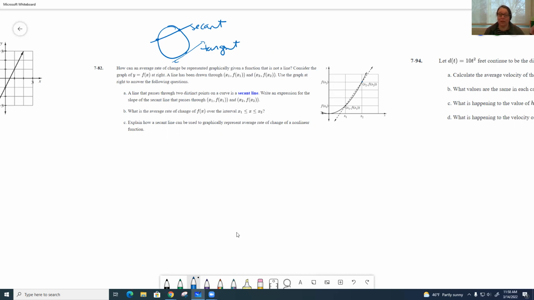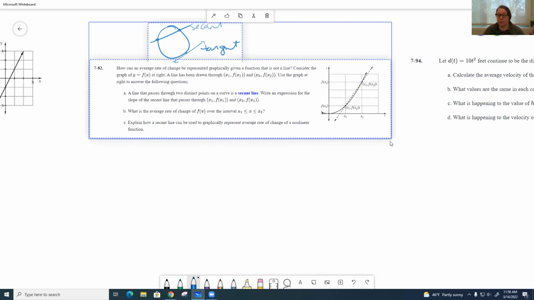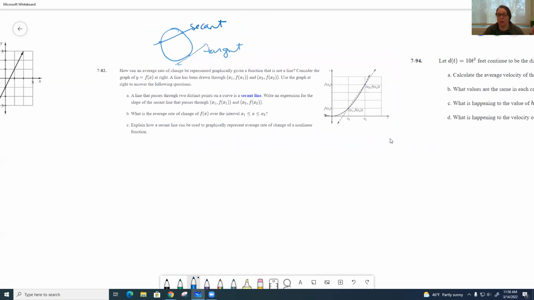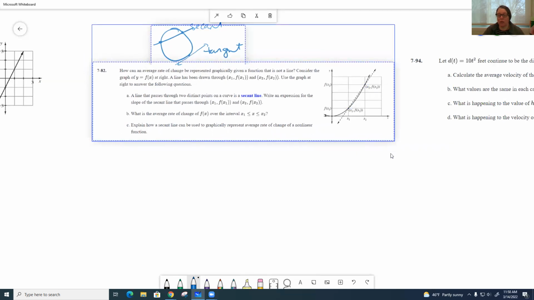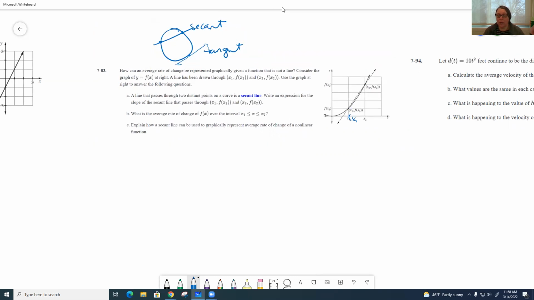So if we look at this graph here, a line is drawn through 2 points, x1, f of x sub 1, and x sub 2, f of x sub 2. So sometimes people see that notation and they get kind of bogged down by the notation, like what does that mean? But remember, f of x is just code for y. This is like y sub 1, x1, y1, and this is like x sub 2, y sub 2. They're just using f of x with a subscript of 1 and a subscript of 2. They're doing that to generalize things for when we have any formula.